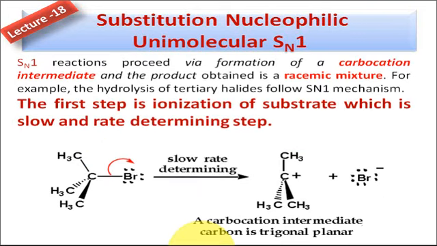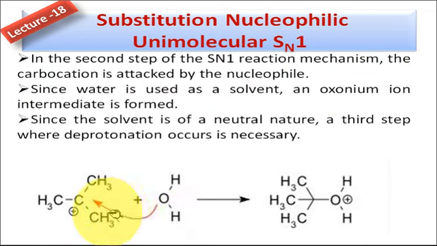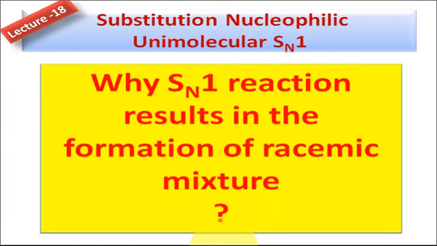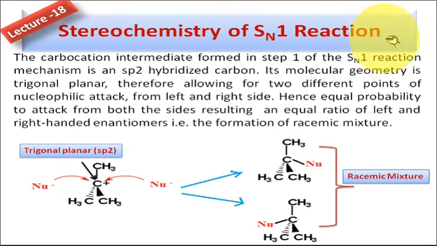So let us look again. In the SN1 reaction, the first step is the formation of the carbocation by the ionization of the substrate molecule. In the second step, attack of the nucleophile takes place on the carbocation formed in the first step, and formation of the oxonium ion takes place. And in the last step, this base, that means the solvent molecule H2O, deprotonates the oxonium ion, and formation of the final product, that is the alcohol, takes place. Now, the question arises: why does the SN1 reaction result in the formation of the racemic mixture? We can obtain the answer to this question by studying the stereochemistry of the SN1 reaction.